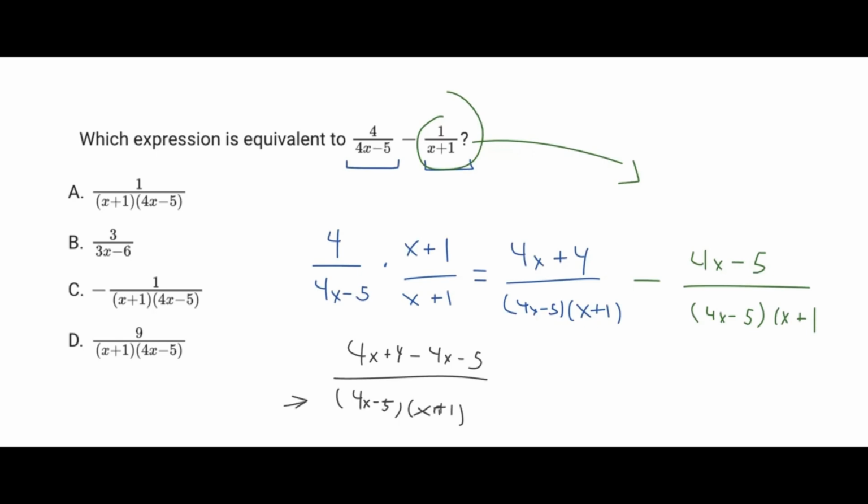So let's just evaluate the top part, right? So with 4x minus 4x, those two are going to cancel, right? So that's just going to be 0. But now in our case, we have 4 minus negative 5. So we're really just adding 5 to 4. That's going to be 9. So you have 9 on top, and then 4x minus 5.